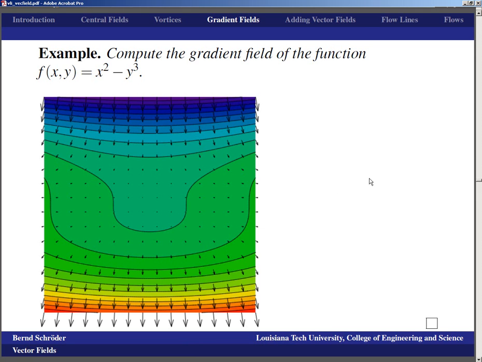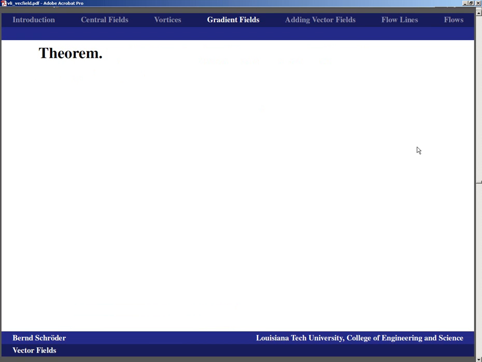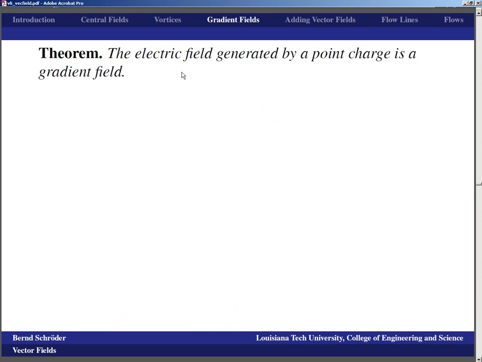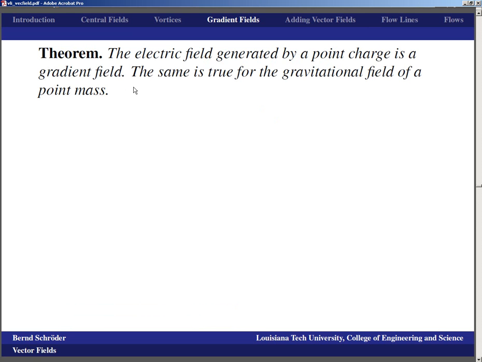Okay, I'm sorry, I'm jumping between a variety of interpretations here, and basically what you want is to always interpret the vector field in a certain way, and as I said, flow is one of the natural interpretations. We just have to be careful that we get our negative signs right. Okay, as a theorem, the electric field generated by a point charge really is a gradient field.